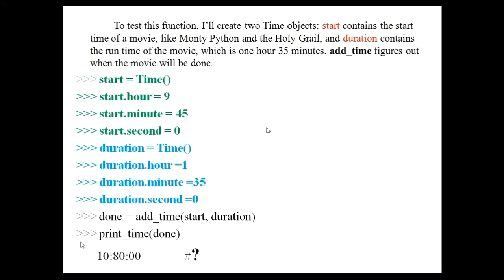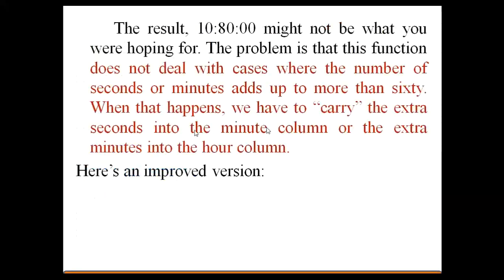When we look at this output, one question arises. These are the three fields. The first field is the hour field, the second field is the minute field, and the third field is the second field. The first and third fields have valid values, but the second field does not. Usually minutes have possible values in the range 0 to 59, but here we have got a value which is 80, more than 59. So this result 10:80 might not be what we were hoping for.